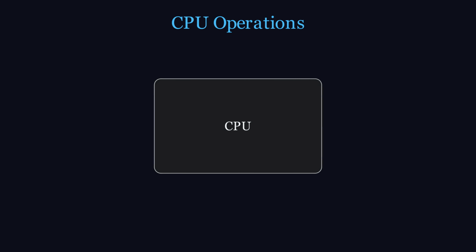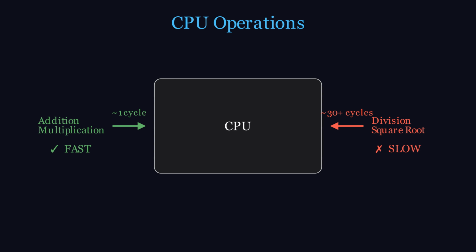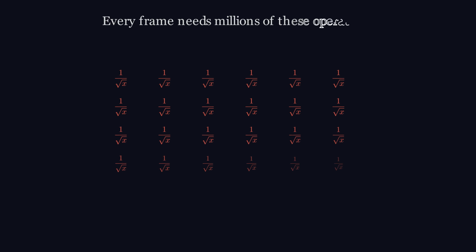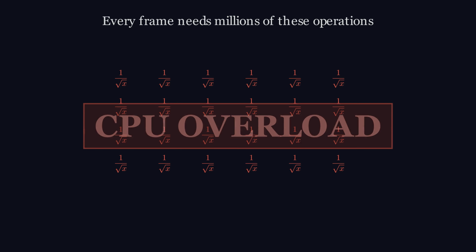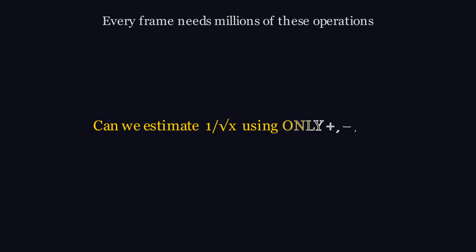Back in the 90s, processors had a major bottleneck. Basic operations like addition and multiplication were extremely fast, taking just one CPU cycle. But division and square roots? Those were brutally slow, taking up to 30 or 40 cycles. With millions of normal vectors to calculate every single frame, the CPU would become completely overwhelmed. So the programmers faced an impossible challenge. Can we estimate the inverse square root using only fast operations?